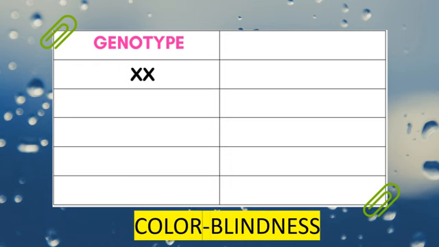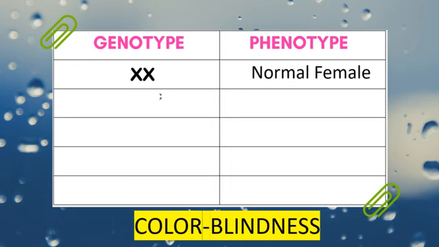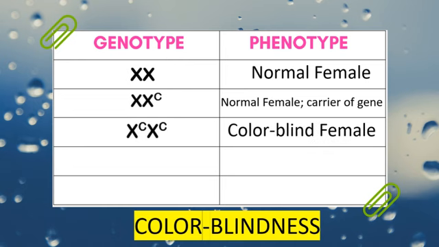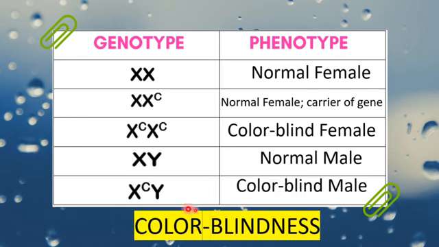I will show you. So XX is the genotype for a normal female. And a normal female who is a carrier will have the genotype XXC. And if the female is colorblind, XCXC is the genotype. XY is for the normal male. And if the male is colorblind, XCY will be the genotype. So take note of this table because this will help you to solve the following problems involving color blindness.